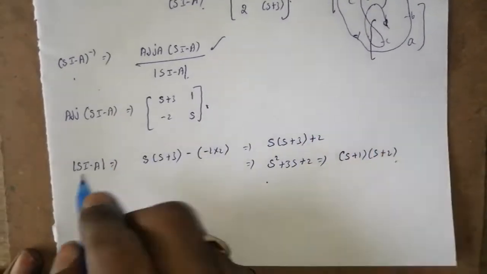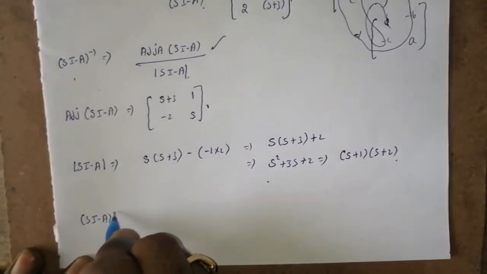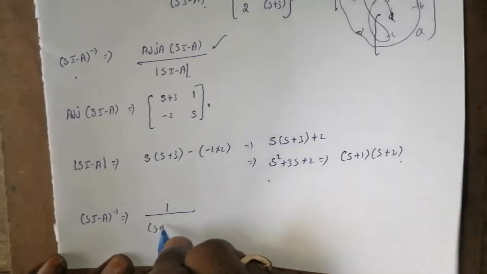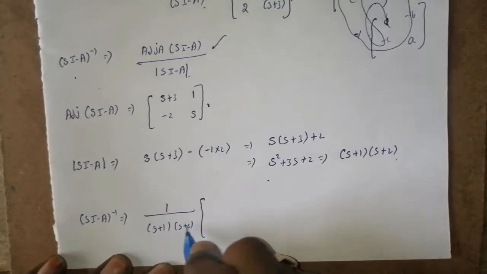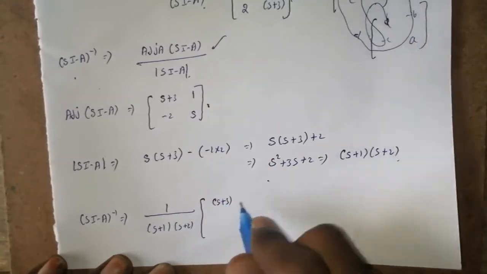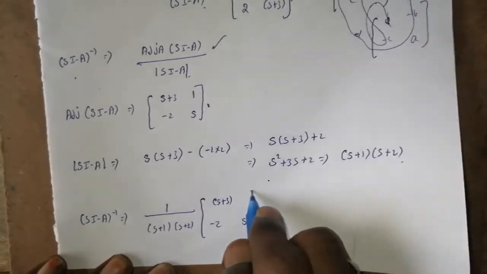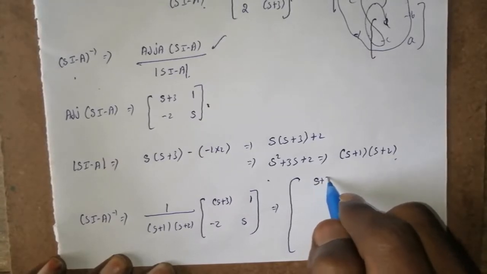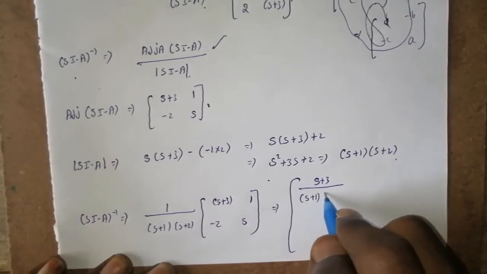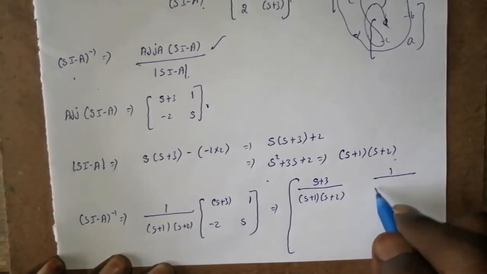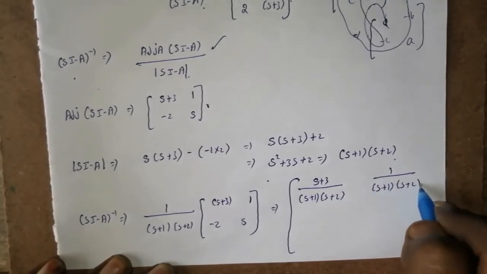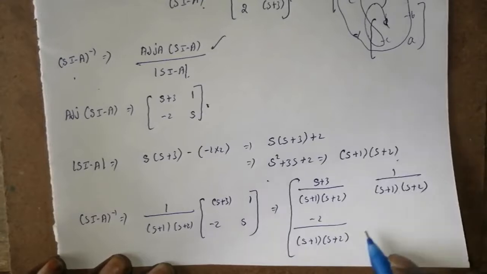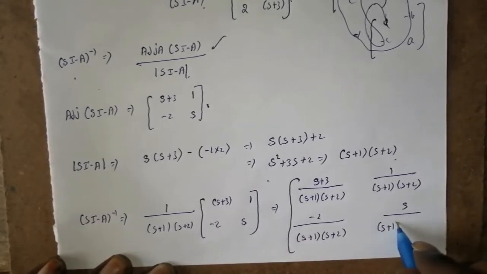Let me write this completely. (sI minus A) inverse equals, first the denominator, 1 divided by (s plus 1)(s plus 2), times the matrix [s+3, 1; -2, s]. After simplifying this, we get [(s+3)/((s+1)(s+2)), 1/((s+1)(s+2)); -2/((s+1)(s+2)), s/((s+1)(s+2))].